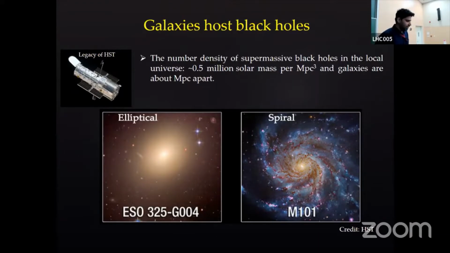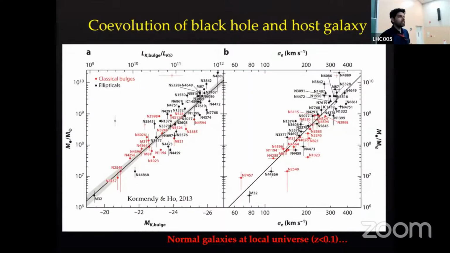These are just two examples of HST images, just for representation. Now, these black holes which are sitting at the center influence their host galaxy or vice versa. So they grow or evolve together. And this is clear from this plot here. On the left, you see the black hole mass as a function of bulge luminosity. And on the right, you have the black hole mass as a function of stellar velocity dispersion.